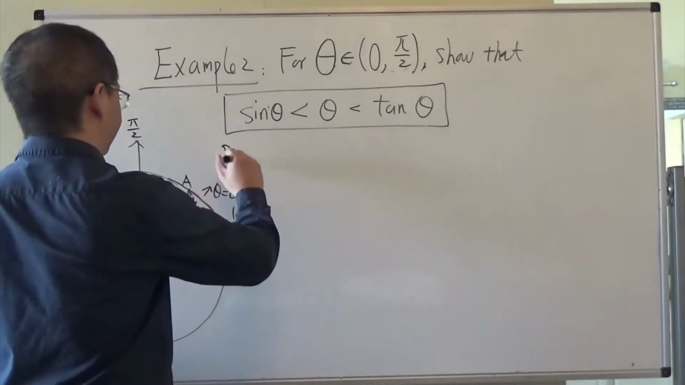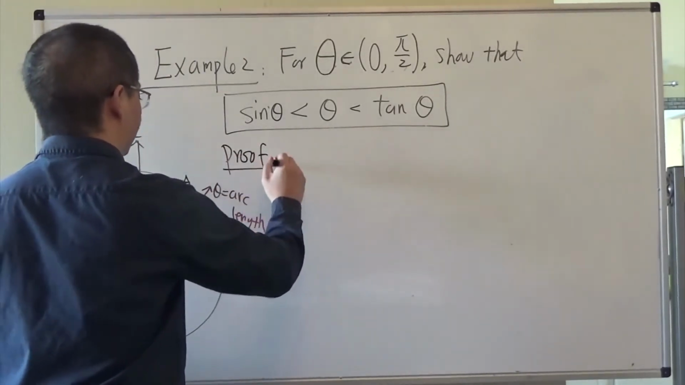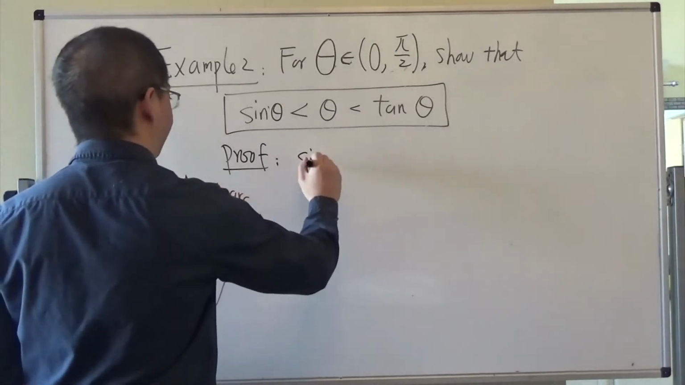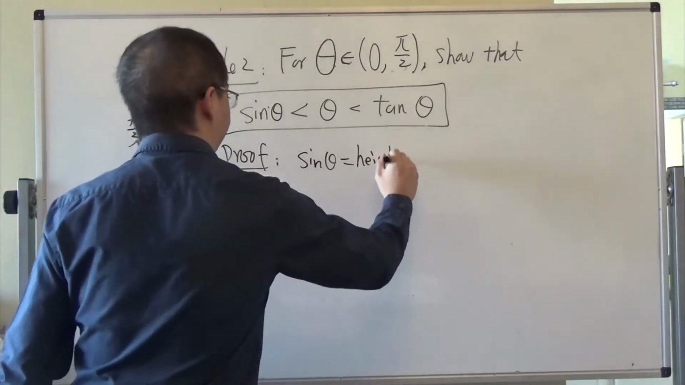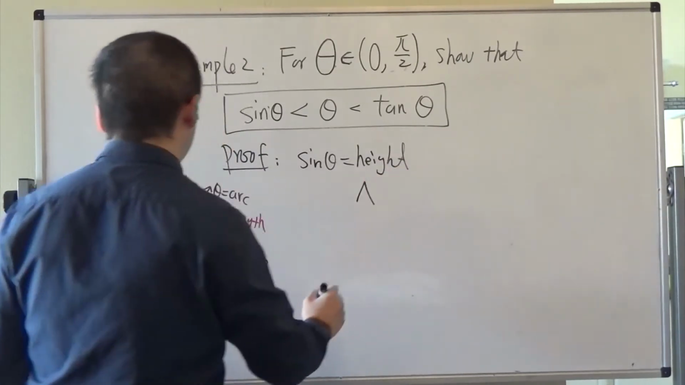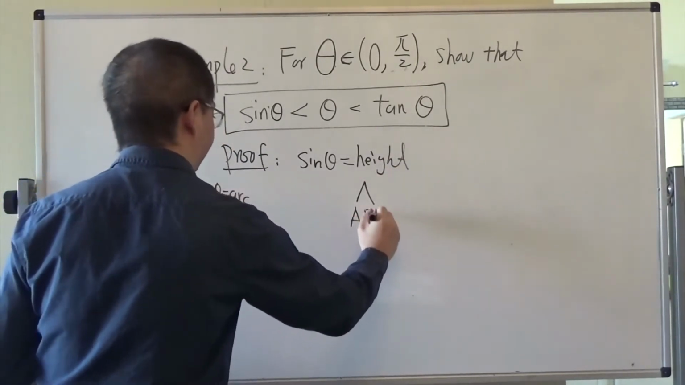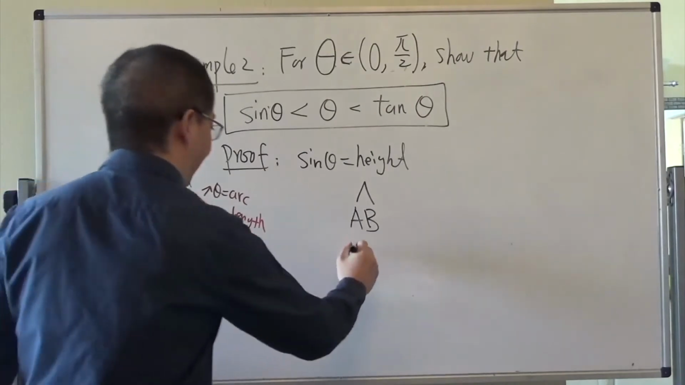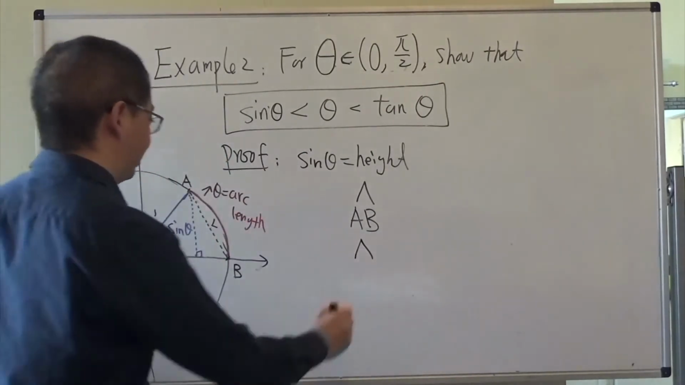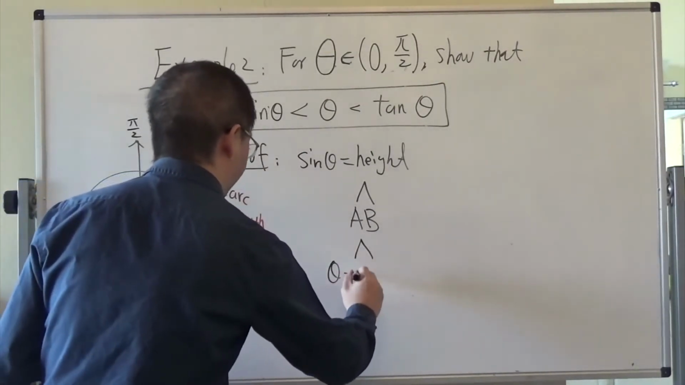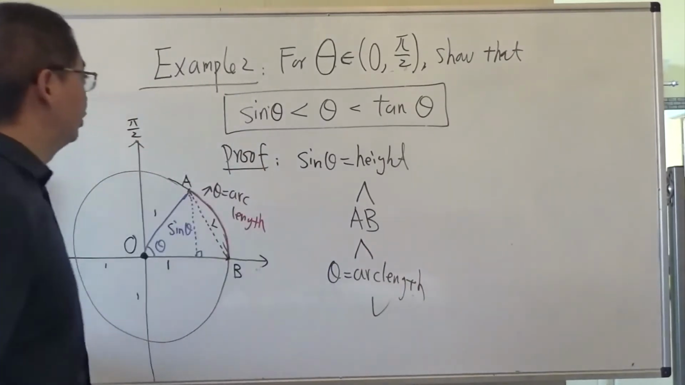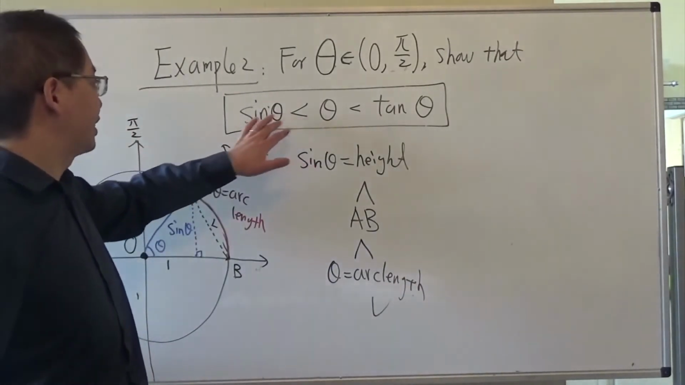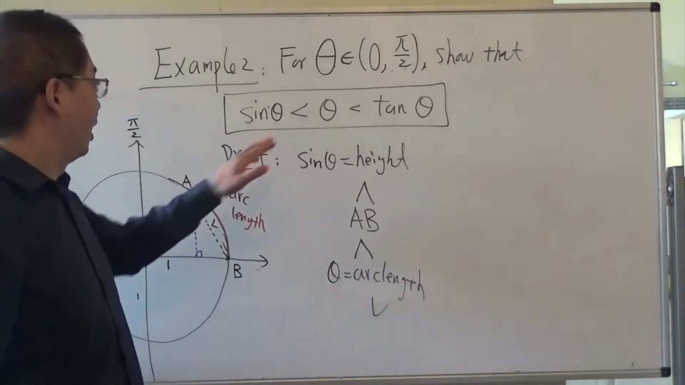Okay, so proof. Here we get sine theta, which equals this height, which is less than AB. And AB is less than this theta, which is the arc length. Alright, so we have proved this half: sine theta is less than theta.